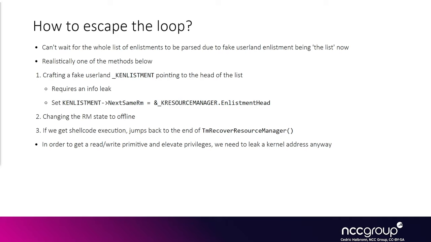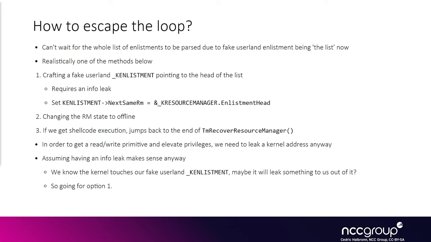Another reason for choosing the info leak method to escape the loop is that generally to exploit a kernel vulnerability like this, you want to build an arbitrary read-write primitive, and to do so, you are going to need an info leak in the first place anyway. So it's basically killing two birds with one stone. And another reason for using the info leak method to escape the loop is that we know the kernel already touches our fake userland key enhancements. And so potentially we can leak other stuff if we find a good code path for the matter.